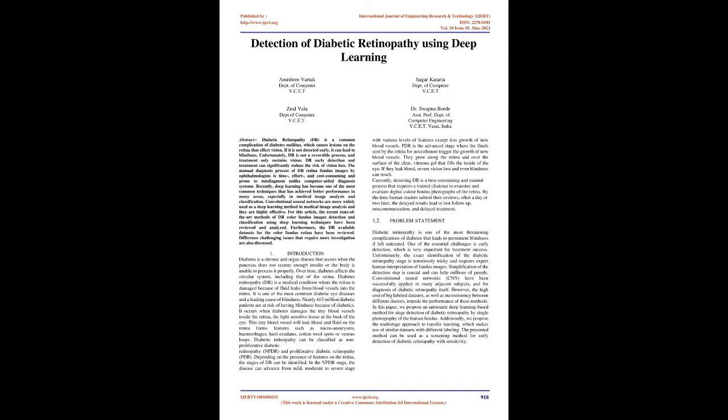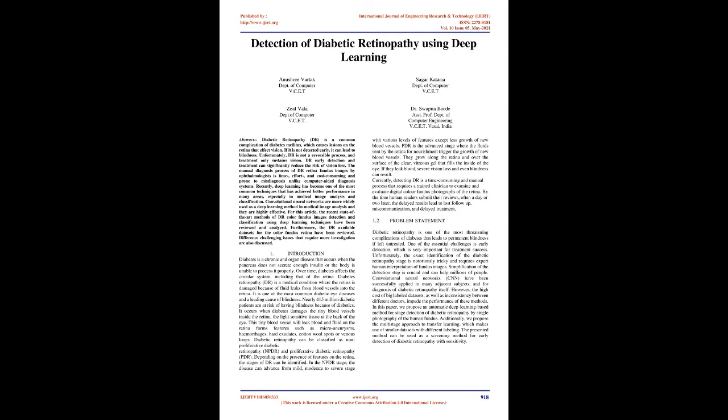eye. These tiny blood vessels leak blood and fluid on the retina, forming features such as microaneurysms, hemorrhages, hard exudates, cotton wool spots or venous loops. Diabetic retinopathy can be classified as non-proliferative diabetic retinopathy, NPDR, and proliferative diabetic retinopathy, PDR. Depending on the presence of features on the retina, the stages of DR can be identified. In the NPDR stage, the disease can advance from mild and moderate to severe stage with various levels of features, except less growth of new blood vessels.